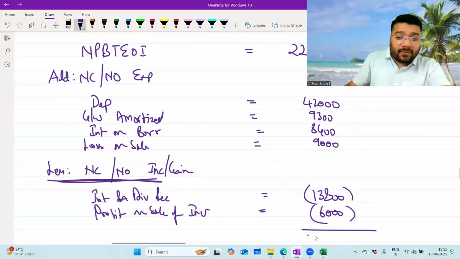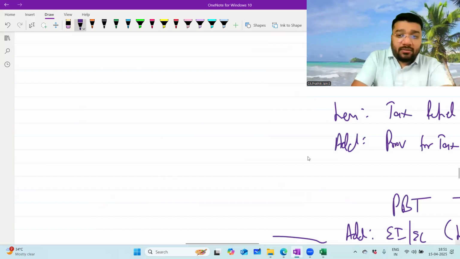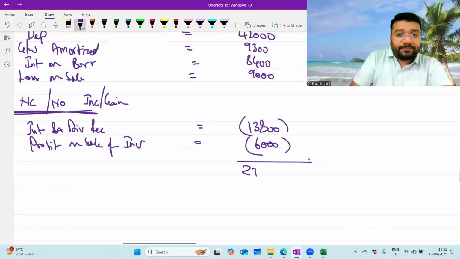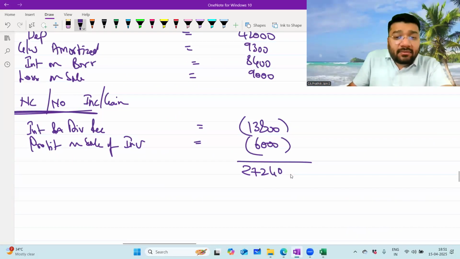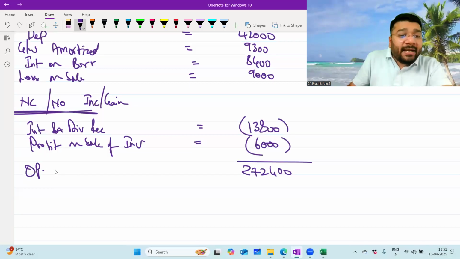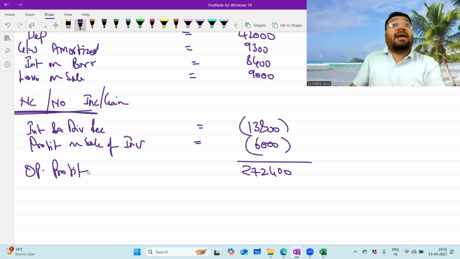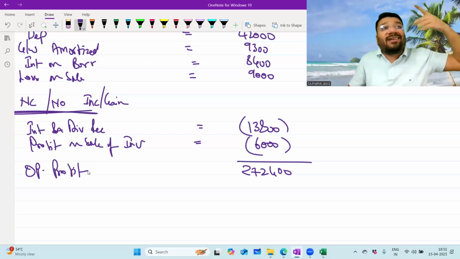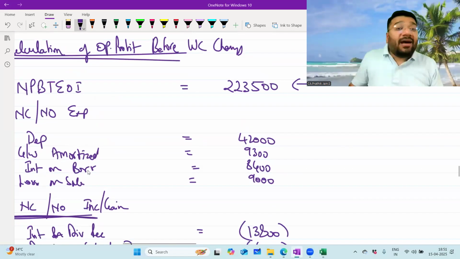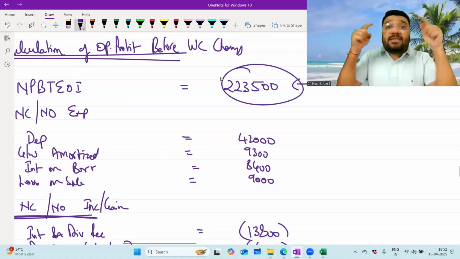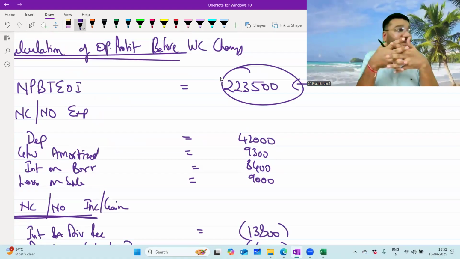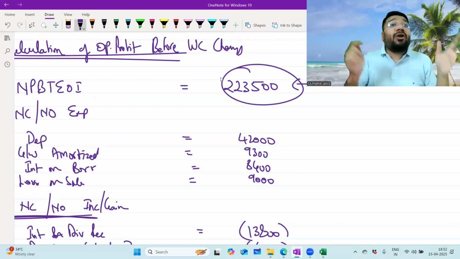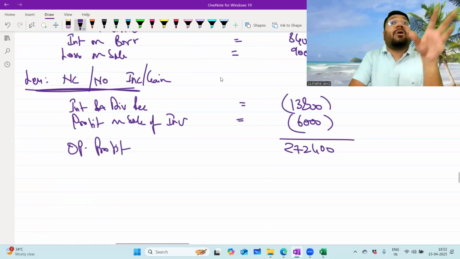2 lakh 70 to 400. And this is called operating profit. Why is this called operating profit? Because from this all the non-operating items are removed. Here I cannot call this operating profit because in this profit even non-operating profit is included. Now when I eliminated non-operating items, I got operating profit.